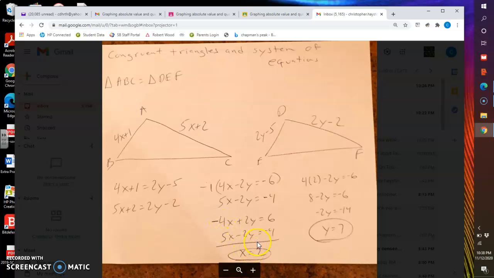I plug the 2 back into an original. 4 times 2 minus 2y equals negative 6. Go through the algebra, and you're going to get y equals 7.